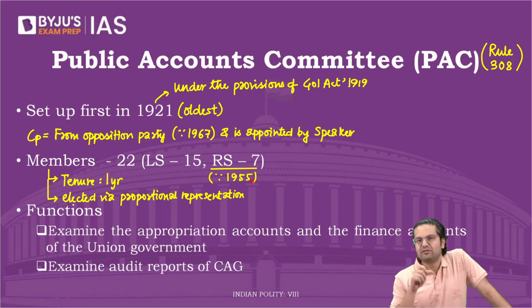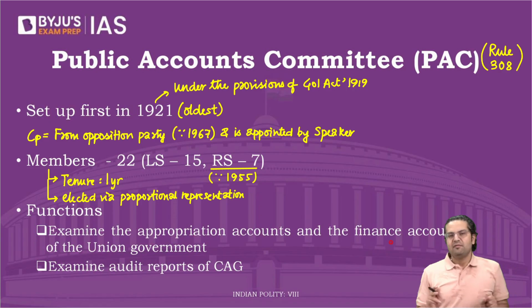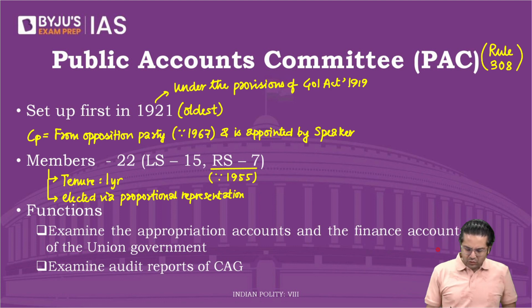Now, what's the task of this committee? Most important element: examining the appropriation accounts, withdrawal accounts, and the finance accounts of the union government. At whatever point the government is spending money or receiving money, every such point of audit, this particular committee evaluates what has been happening in the last 1 year. And they also examine the audit reports of the CAG.